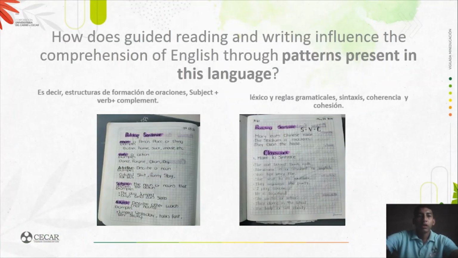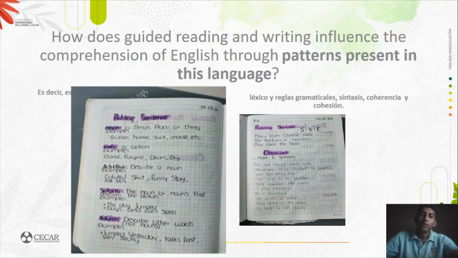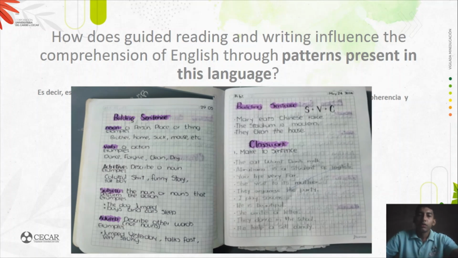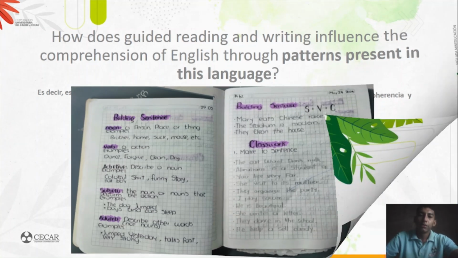On other hand, you can see in this presentation the subject, verb, and complement, lexicon, grammar, syntax, questions. This is an example. This is a note in a notebook that the students have. I saw this with them.